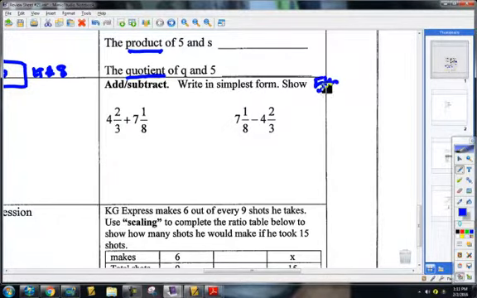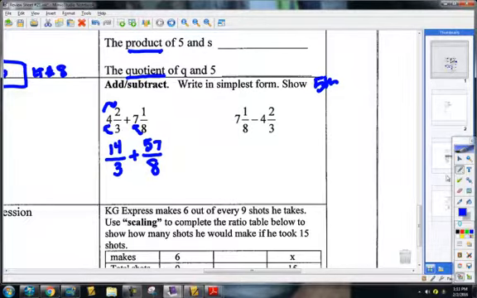Now you can get on YouTube or anything and type in adding and subtracting mixed numbers and you'll remember. We haven't done a lot of mixed numbers, so what I like to do is just convert them, just like we do with division problems or multiplication problems. Go around the barn. So 3 times 4 is 12 plus 2 is 14 over 3, plus 8 times 7 is 56 plus 1 is 57 over 8.